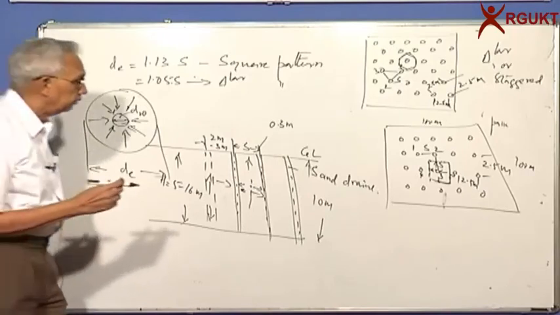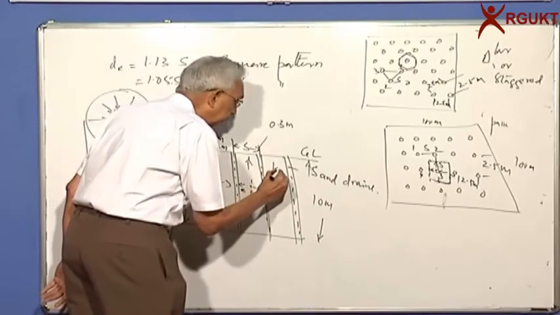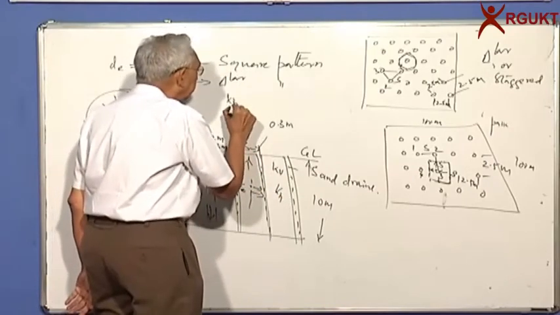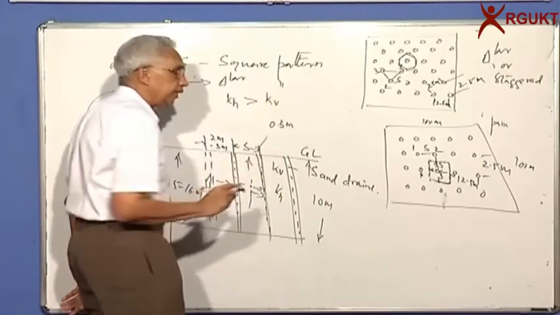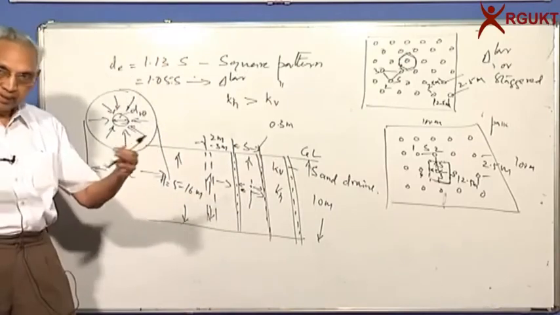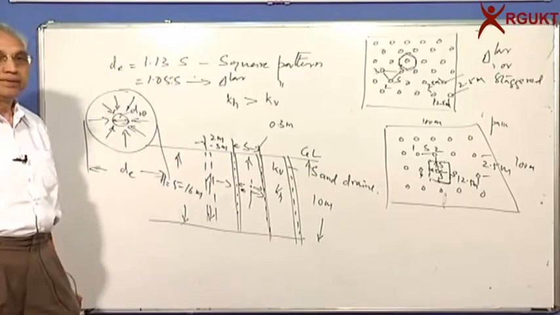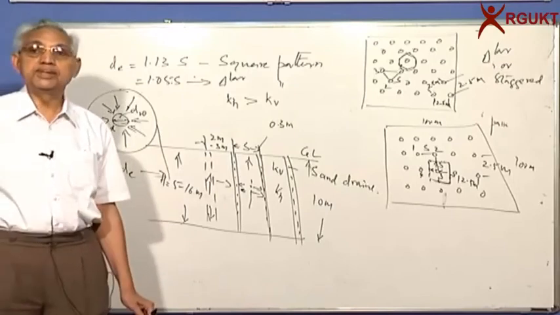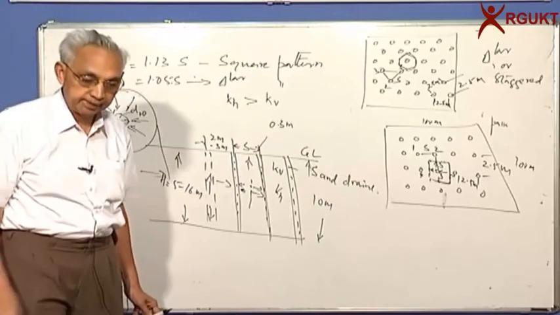Second thing, as we have discussed earlier, permeability in the horizontal direction is generally greater than permeability in the vertical direction. The flow is much easier and faster, so what is taking 10 years, you can finish in maybe 6 months, 40 days, 50 days, etc.